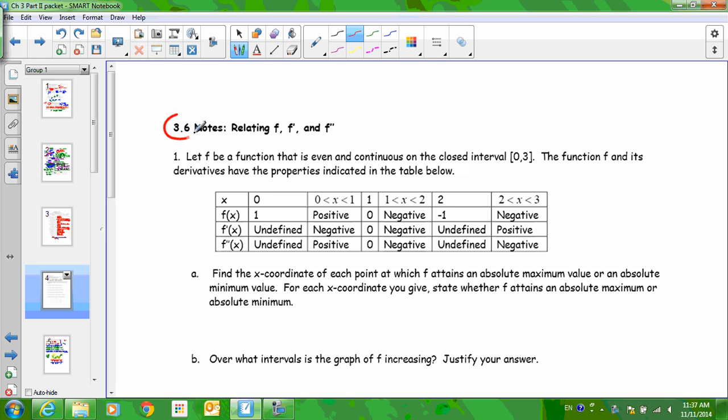This video is for 3.6 example number 1. To see example number 2, go to the other video titled example 2.